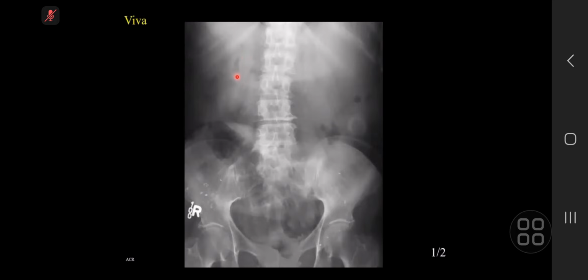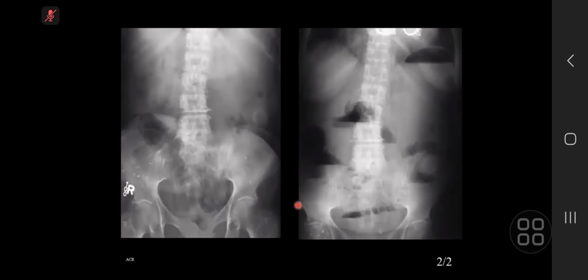So what's happening here? Oh, and there is a radiopaque density as well in the left iliac fossa, and yeah, so this is a gallstone ileus because it has got all three signs, which are small bowel loop dilatation, and then it's a calculus, and there is a pneumobilia as well. So it's a small bowel obstruction secondary to gallstone.